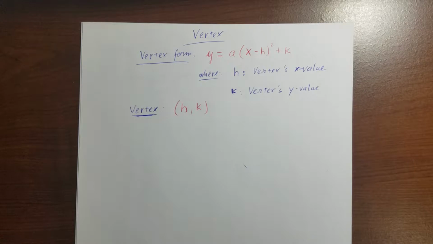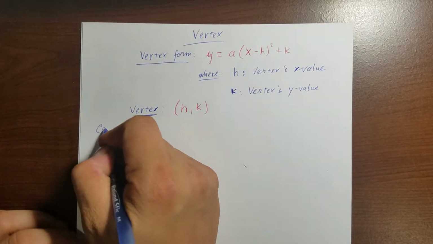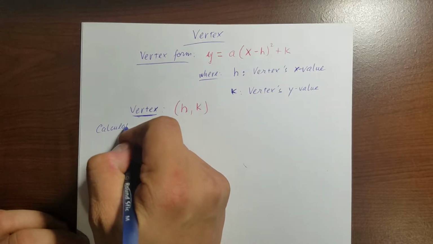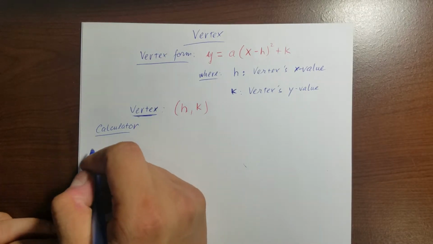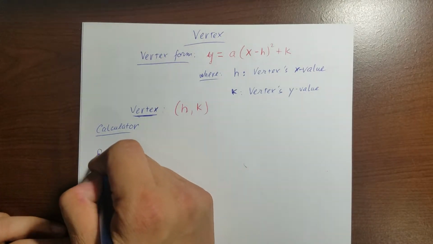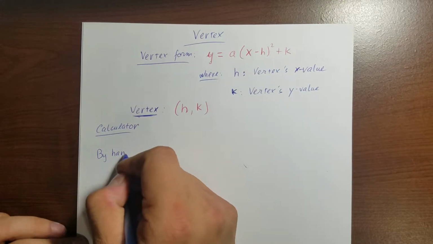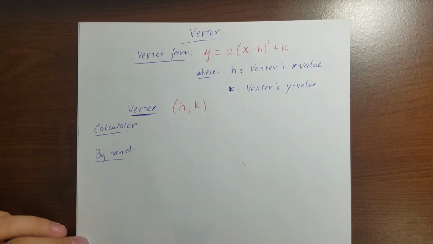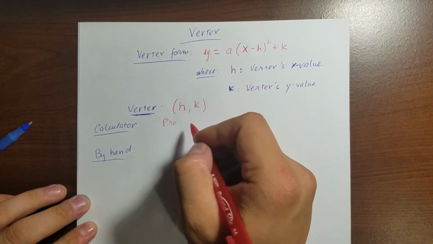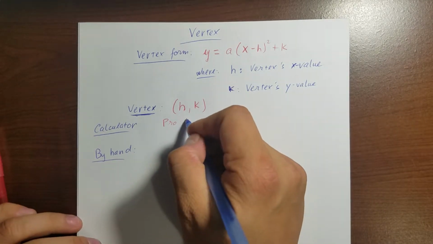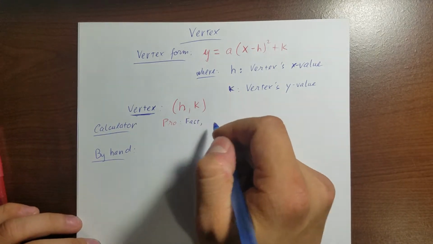So then the next part is, how can you find this? There are so many ways you can find this. Either you're using a calculator, or you can work it out by hand, and there are pros and cons for this. For calculator, the pros: obviously, it's going to be extremely fast, extremely reliable.